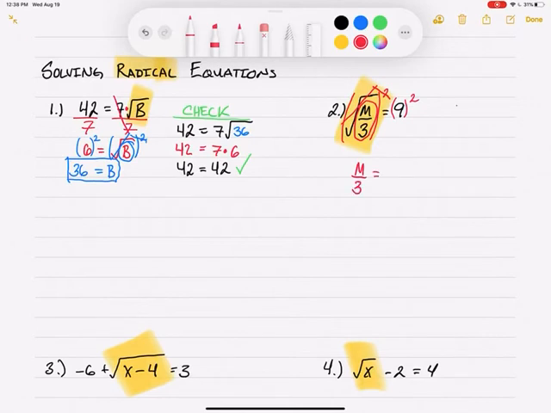9 squared, remember, it's 9 times 9, not 9 times 2. So 9 squared is going to be 81. To solve, I'm going to multiply both sides by 3. Oops, wrong color. To get m by itself, and I have m equals 243. Now remember, we always want to check to make sure that our answer is accurate.